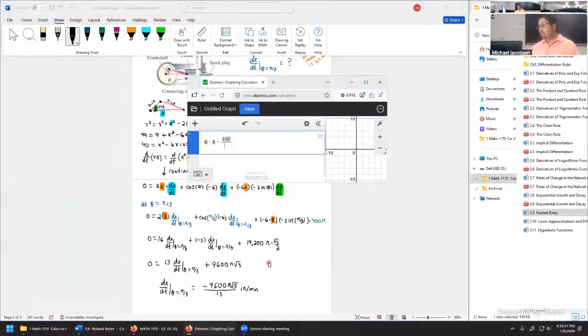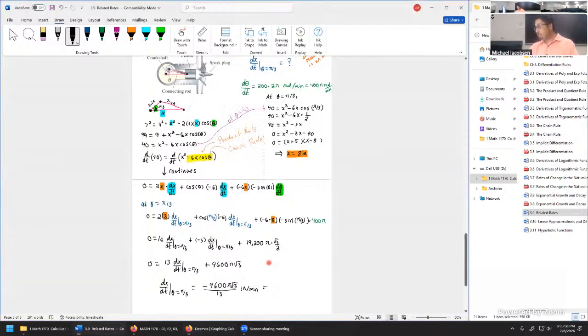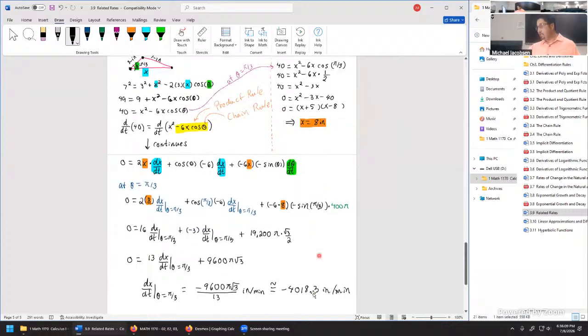Let's get an estimate on it. Negative 9,600 pi square root 3 over 13 means it's moving at negative 4,018.3 inches per minute. So in this diagram for this engine, that's how fast it's moving to the left at the moment of time when the angle is specifically right at pi over 3 radians.